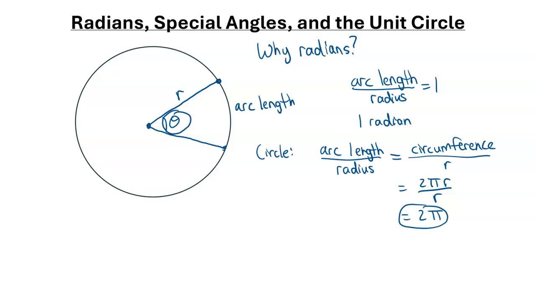And so this is what we're actually measuring here. We're saying the angle is the arc length divided by the radius, and so that's how we get 2 pi for an entire circle. And so what that means is that 2 pi radians is going to be equal to 360 degrees, or pi radians is going to be equal to 180 degrees. So that's why it's super helpful to use things in radians, and that's why we're going to do that now as we look at the special triangles and we look at the unit circle.